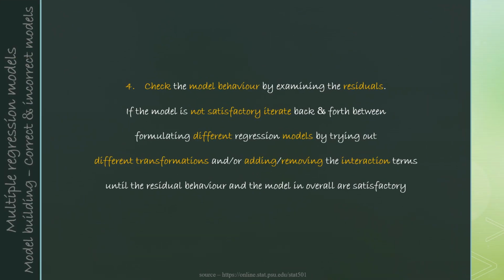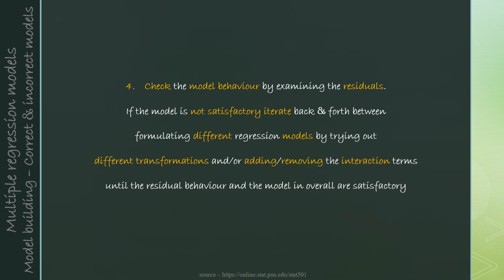Check the model behavior by examining the residuals. If the model is not satisfactory, iterate back and forth between formulating different regression models by trying out different transformations and/or adding or removing the interaction terms, until the residual behavior and the model overall are satisfactory.